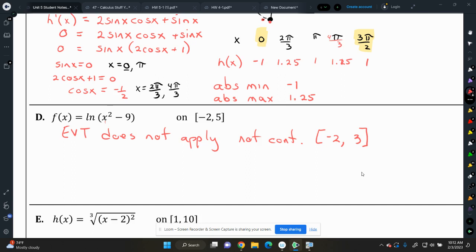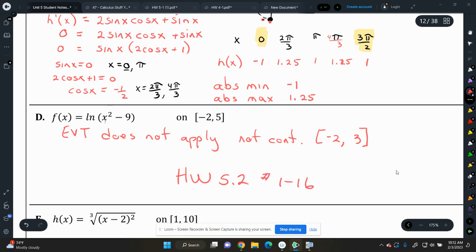5.2, you're going to do 1 to 16. Did you forget to say even? Homework 5.2, numbers 1 to 16. I will load those right now for you.